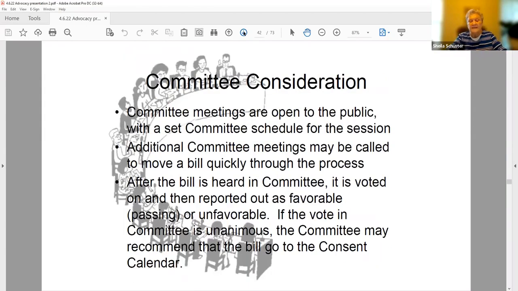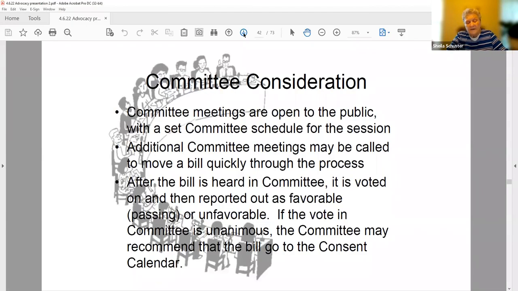So the committee meetings are open to the public. That's true most of the time. With COVID, it's been a little bit trickier. And actually, COVID has really done damage to the democratic process. It's much more difficult, particularly if you're opposed to a bill, to have an opportunity to speak on the bill.